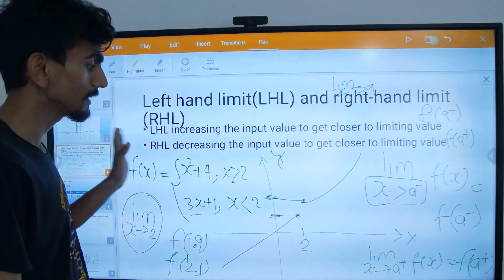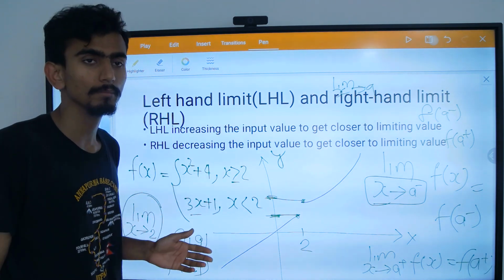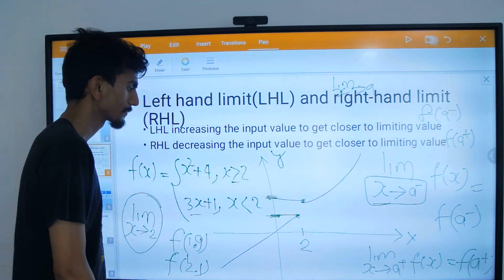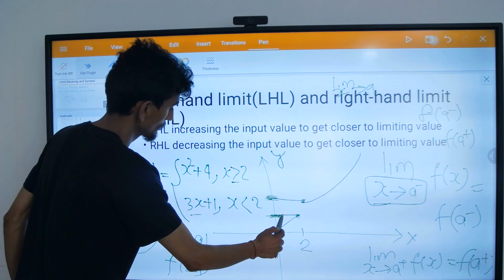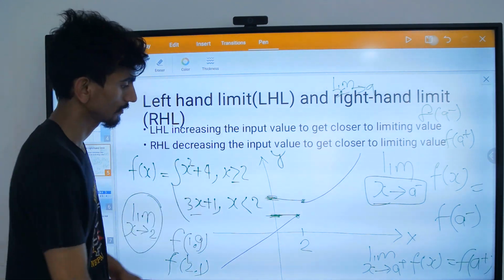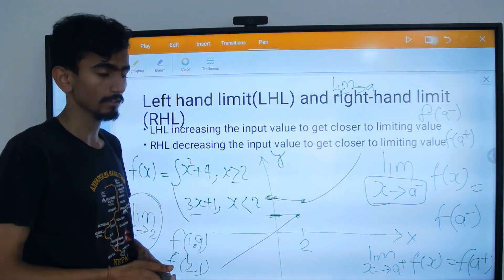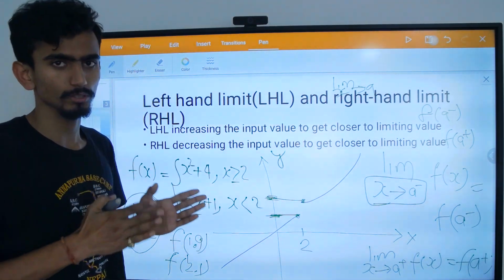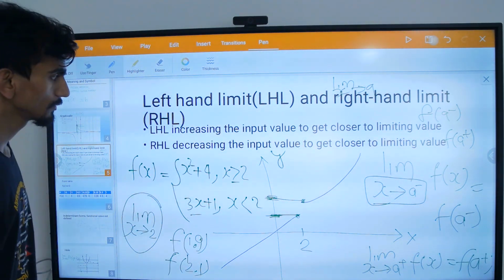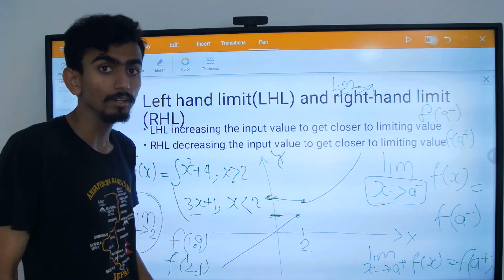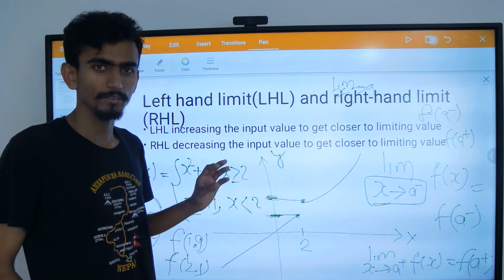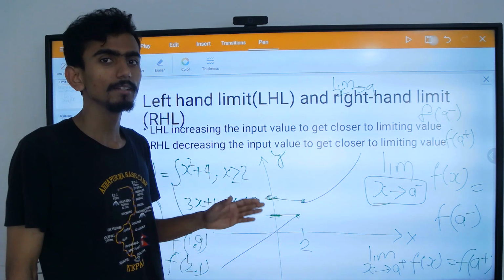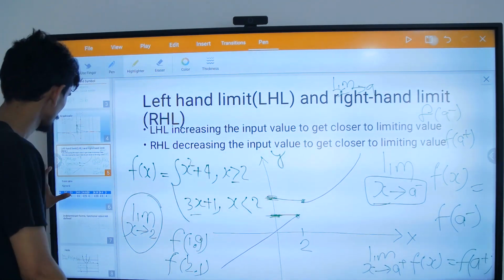So you see, there are two different values when x is less than 2 and when x is greater than 2. In this case, we say the left hand limit and right hand limit are not equal. If these two points were the same, or they do not need to be the same but should be really close to each other, then we will say the left hand limit and right hand limit are equal. When the left hand limit and right hand limit are equal, we say the limit exists.